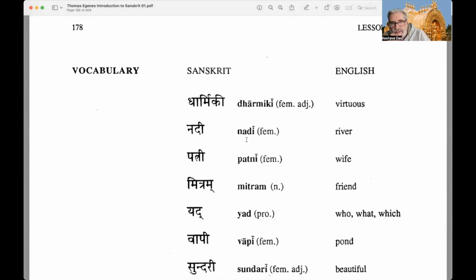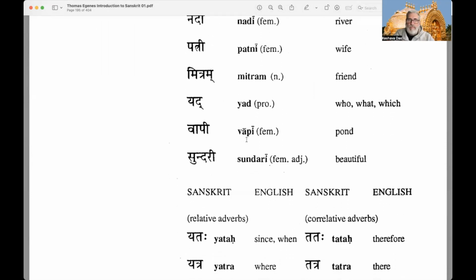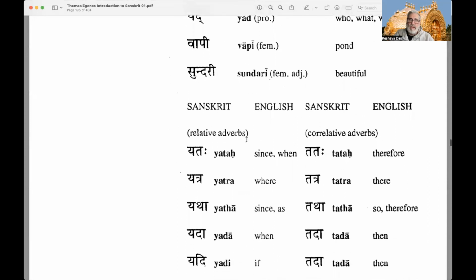Now we're going to look at the vocabulary. We'll quickly go through it and be finished for today. Dharmiki, long I ending feminine adjective, virtuous. Nadi, our paradigm for long I ending feminine nouns, otherwise known as ikaranta strilinga, nadi shabdaha: feminine, river. Patni, feminine, wife. Mitram, neuter, friend. Yad, a pronoun meaning who, what, or which. Vapi, feminine, pond. Sundari, feminine adjective, beautiful.